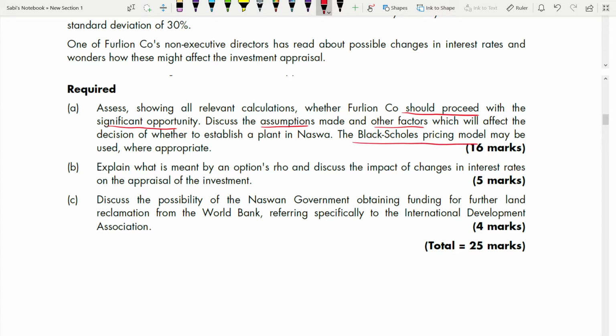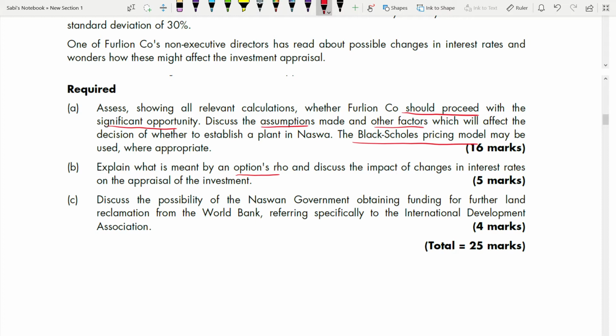Coming to B, explain what is meant by an options rho and discuss the impact of changes in interest rates on the appraisal of the investment. So you have to talk about this. This is one of the Greeks. Remember the 5 Greeks in options? We have theta, we have rho, we have vega, we have delta, and we have one more. There are 5, gamma. So rho is one of the Greeks.